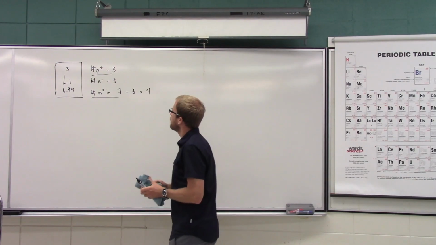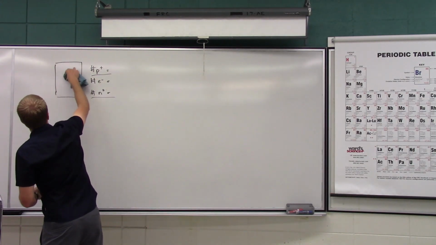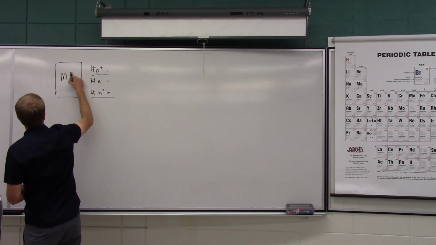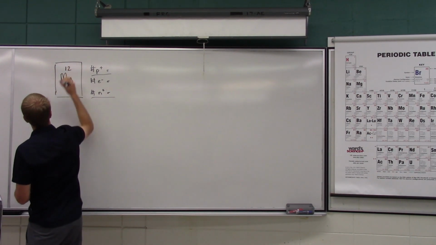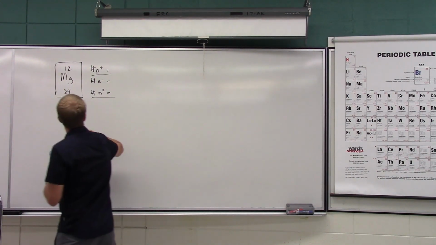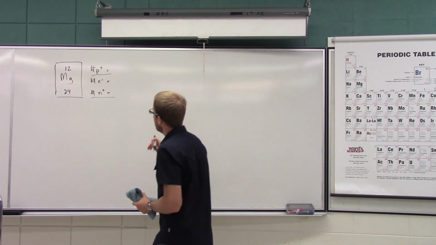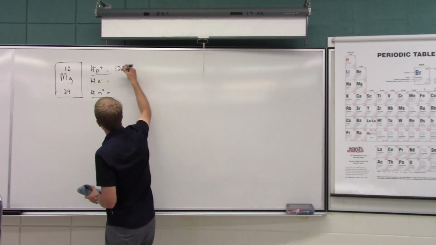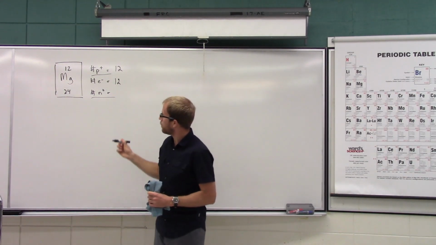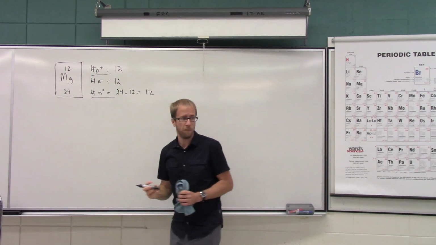Let's look at something a little larger. Let's do magnesium. Why not? Magnesium has an atomic mass of what? Yep. 24. So how many protons do we have in magnesium? 12. We have 12, same as your atomic number. In a neutral atom, that means we're also going to have 12 electrons. And our number of neutrons is going to be 24 minus 12, which is 12.